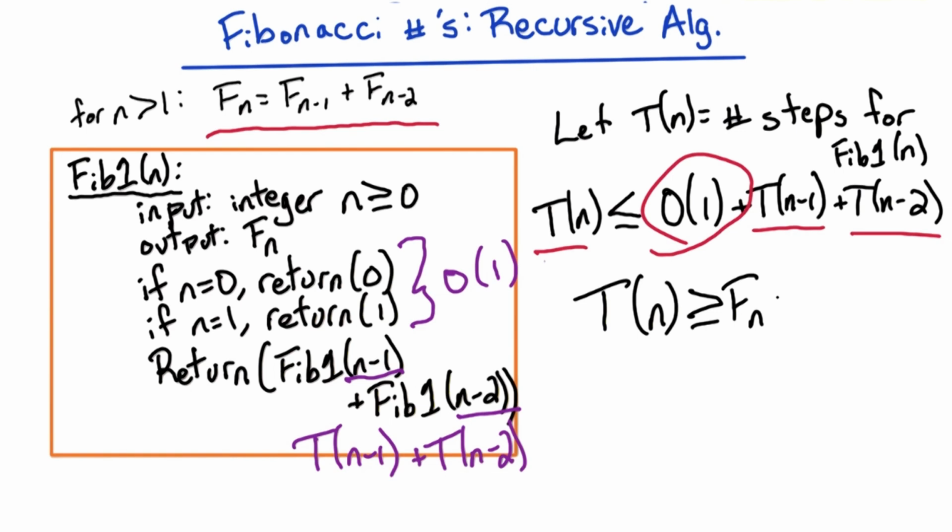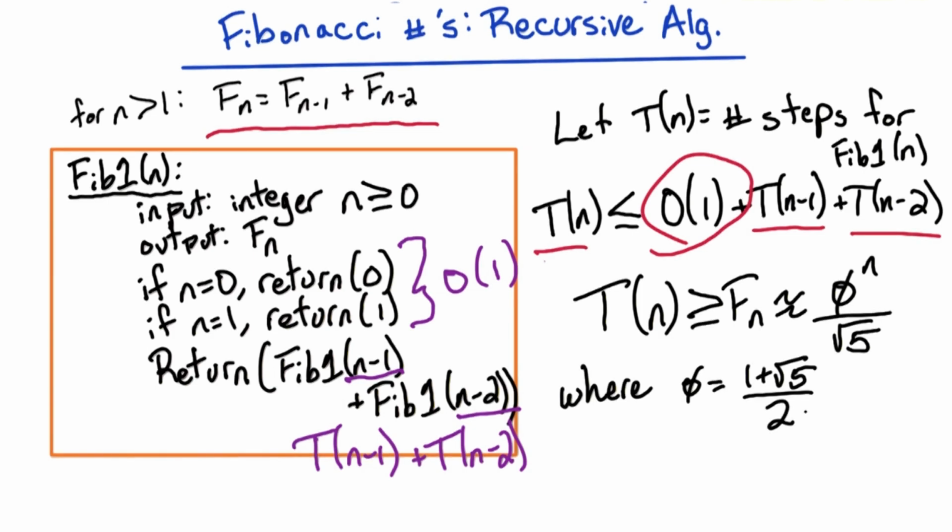Now, unfortunately, the Fibonacci numbers grow exponentially in n. More precisely, they grow exponentially in this constant phi. What is phi? Well, phi is this constant defined as (1 + √5)/2, which is roughly 1.618.